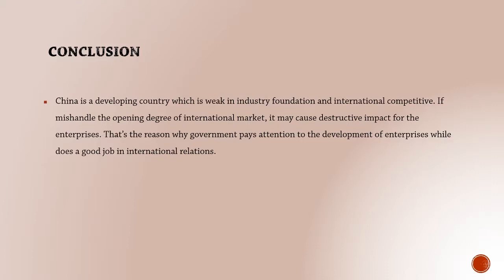And China is a developing country which is weak in industry foundation and international competitiveness. If the opening degree of the international market is mishandled, it may cause a destructive impact on the enterprise. That's the reason why government pays attention to the development of enterprise while doing a good job in international relations.